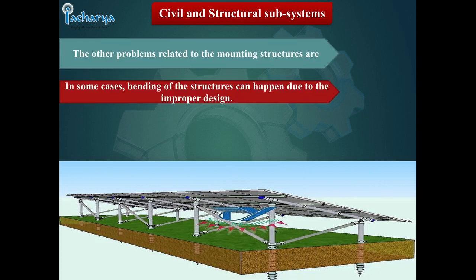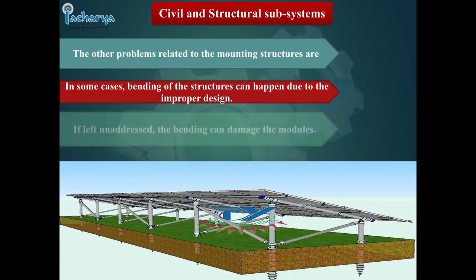The other problems related to the mounting structures are, in some cases, bending of the structures can happen due to improper design. If left unaddressed, the bending can damage the modules.